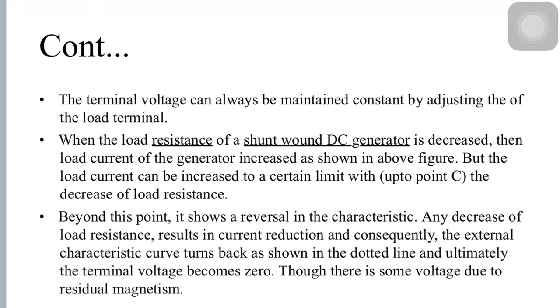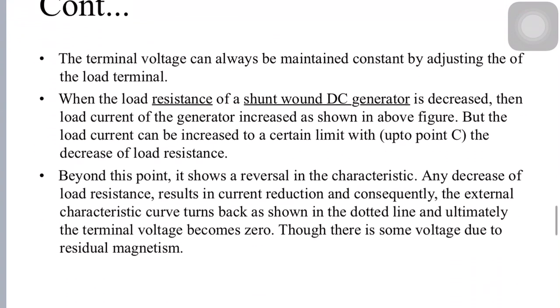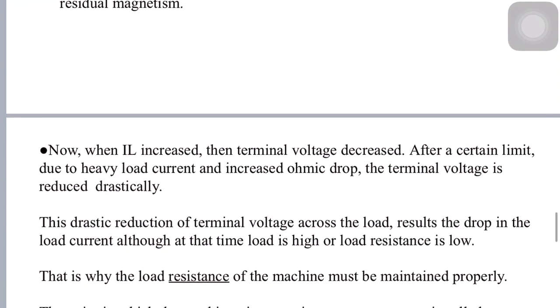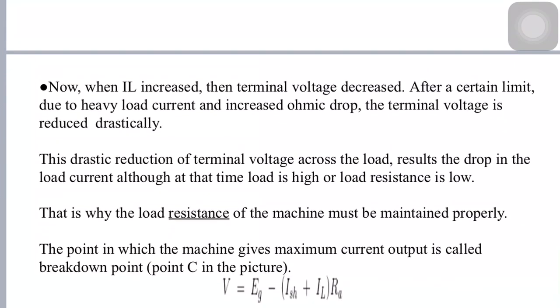So this is how the external characteristics of a DC shunt wound generator are drawn, and why we are getting a reversal in the characteristics. Now when IL is increased, the terminal voltage decreases, and after a certain limit, due to heavy load current and the increased ohmic drop, the terminal voltage is reduced drastically.